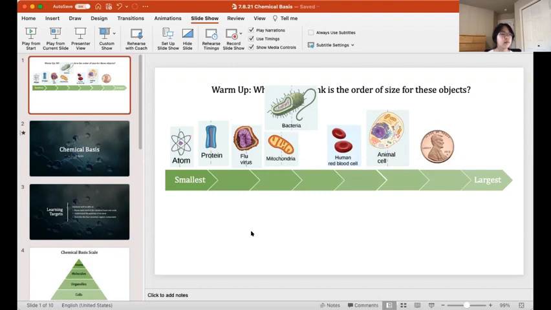We have our atom as our smallest, then the protein, the flu virus, the bacteria slash mitochondria, which are about the same size again, then our human red blood cell, animal cell, and our penny. All right.